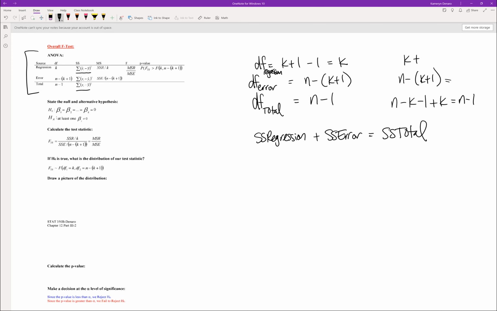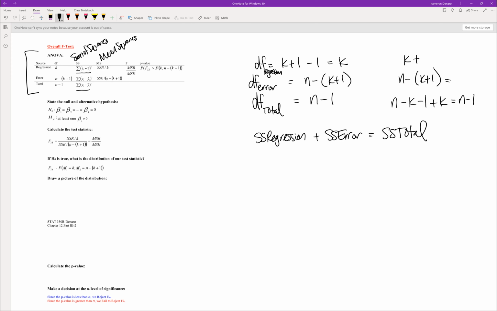All right, that is the sum of squares. We also have the mean squares. The mean squares due to regression, you take your SSR and divide it by your degrees of freedom, so that's SSR divided by K, and that's going to equal your MSR. Then your MSE should be your SSE divided by the degrees of freedom related to that error term. So you get SSE divided by n minus (k plus 1), and that will give you your MSE.